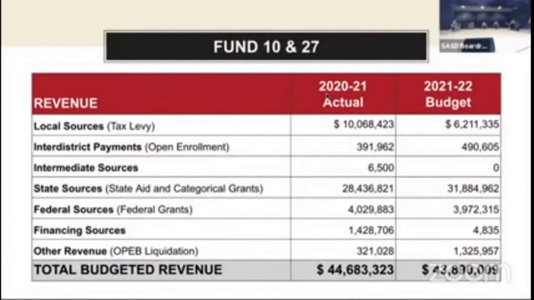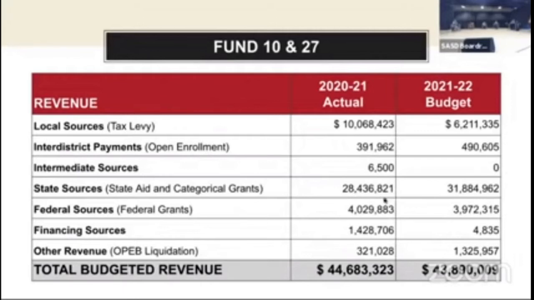This chart shows the revenue by category, the first column being last year's actual, and the second column being the budget for this year. You'll notice the big swings are a large decrease to the tax levy and a corresponding large increase to the state sources, which is state aid and categorical grants. So we'll review later the revenue limit, but basically those two offset each other. And this year we have higher state aid, meaning we'll have a lower tax levy.